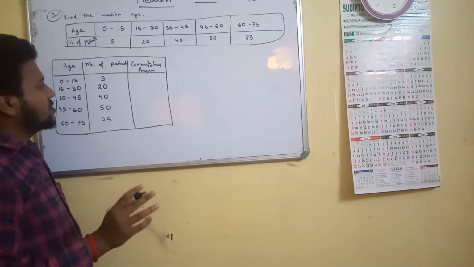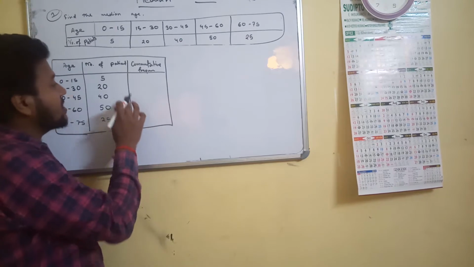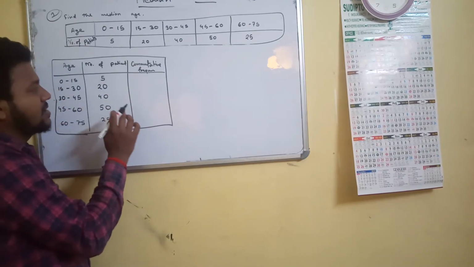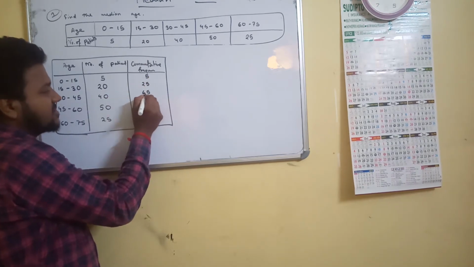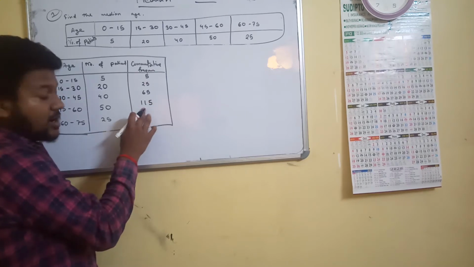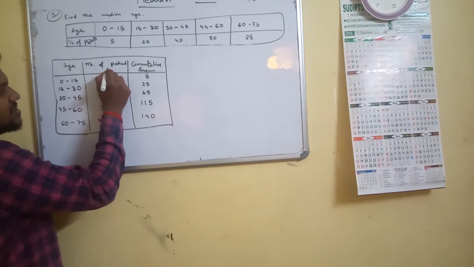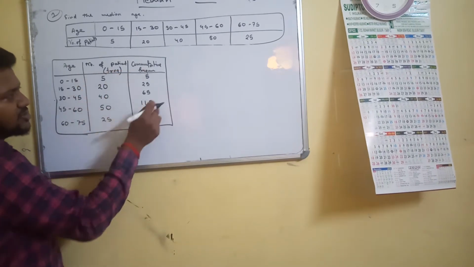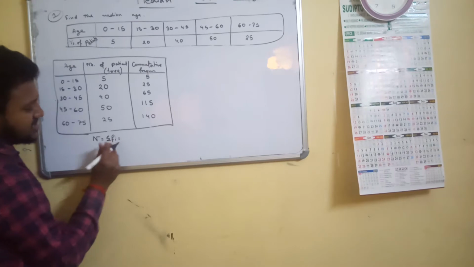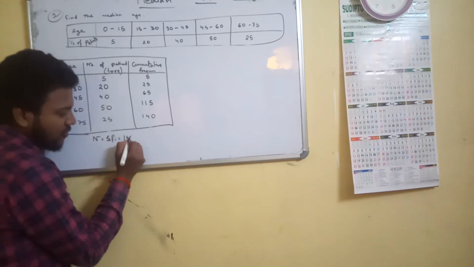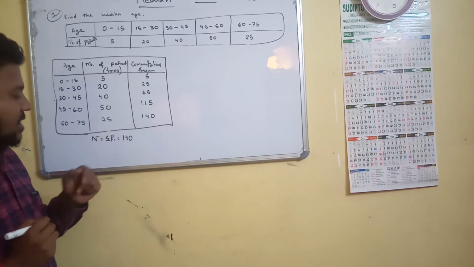Now we will find the cumulative frequency. In the cumulative frequency, we just go on adding up the frequencies one by one. 5 plus 20 is 25, 25 plus 40 is 65, 65 plus 50 is 115, 115 plus 25 is 140. So N is equal to the summation of all the frequencies, which must be equal to the total cumulative frequency, 140.